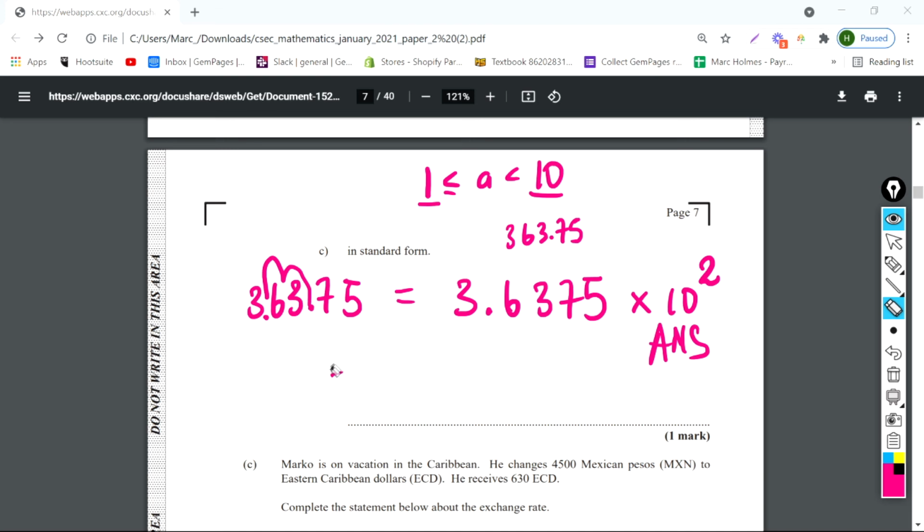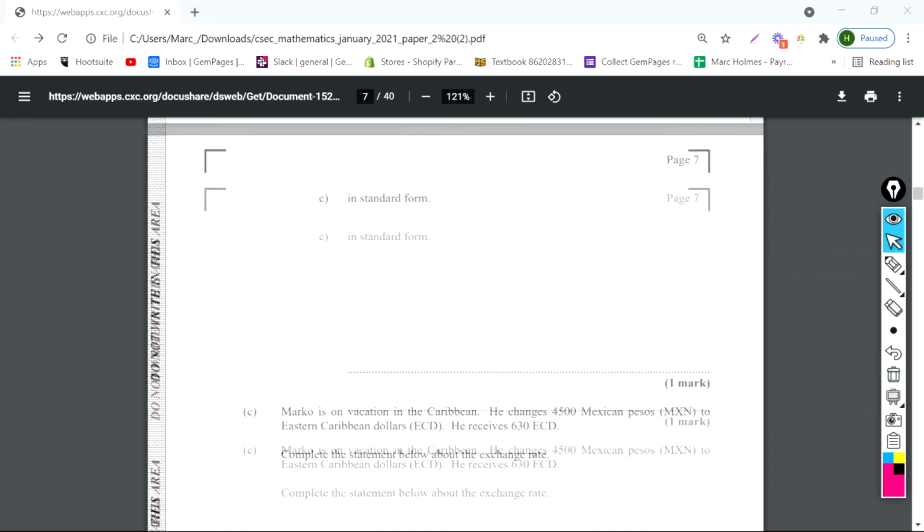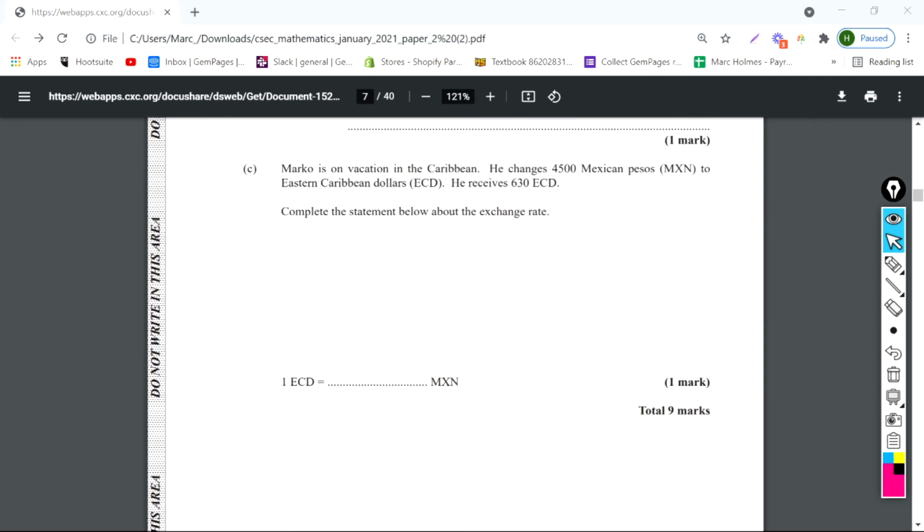The last thing now, guys, is a different question. So let's just read this question. It says Marco is on vacation. My name is Mark, so maybe this is me. Maybe I'm on vacation, right? So Marco is on vacation in the Caribbean, and he changes 4,500 Mexican pesos to ECD, and he receives 630. So this means 4,500 Mexican pesos is equal to 630 ECD.